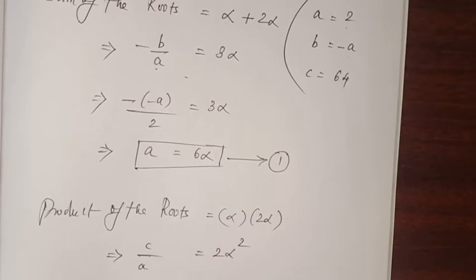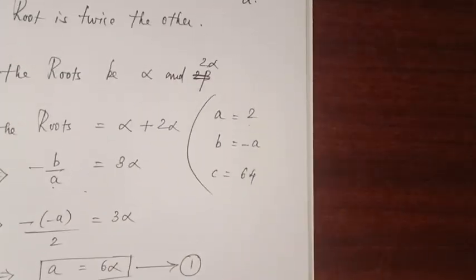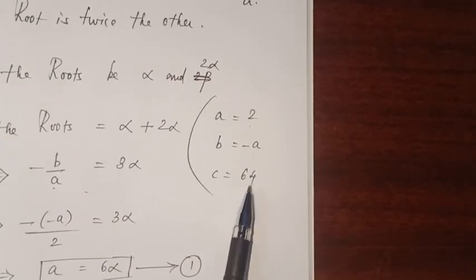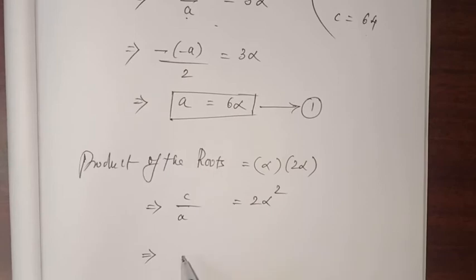That implies c and a values. C value is 64, a value is 2. 64 divided by 2 is equal to 2 alpha square. Then you can cancel 2 and 64. You can directly cancel. Before that I cancel this 2 and 64, how many times? 32 times. You can cancel 2 and 32, otherwise 2 comes to the denominator.